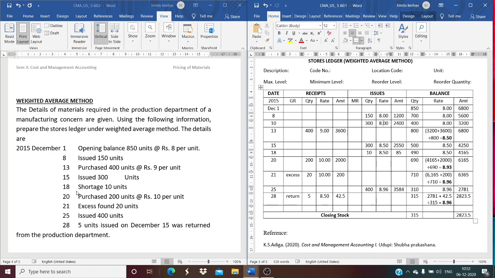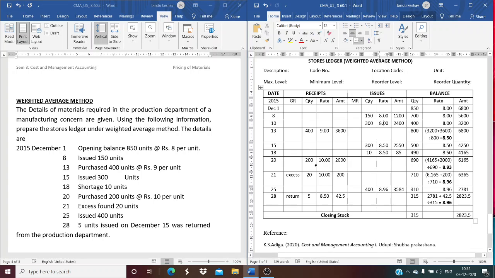And on 18th, there is a shortage of 10 units. The 10 units shortage is considered in issues. The weighted average price is taken as 8.50, so 85 rupees. And the balance will be 500 minus 10 units, 490 units. Weighted average price is 8.50 and the value is 4,165.